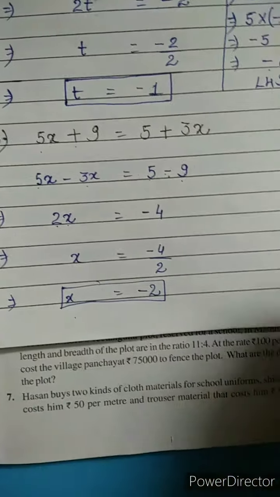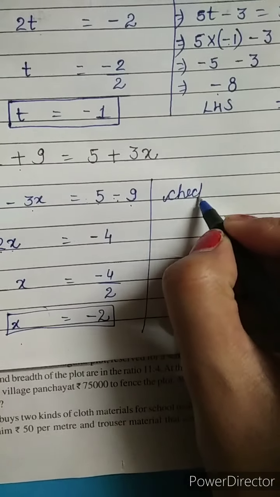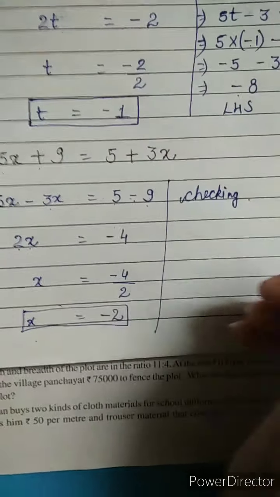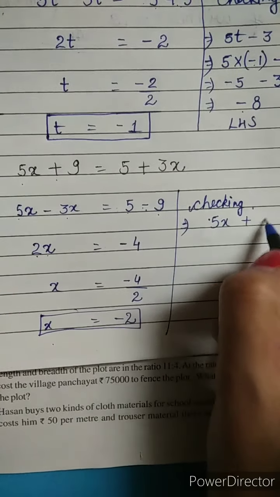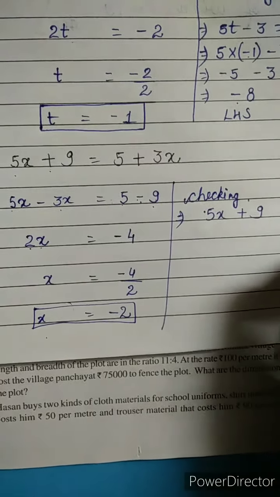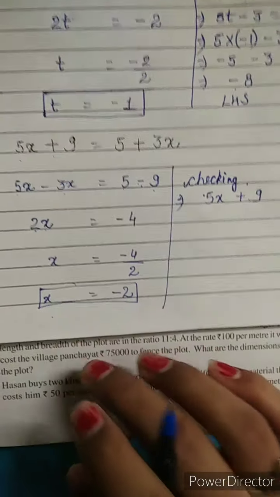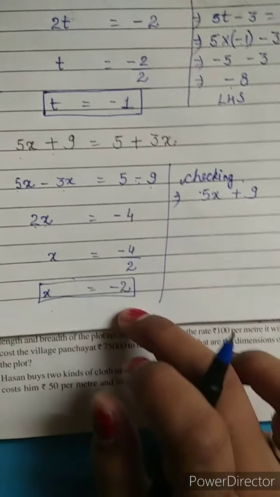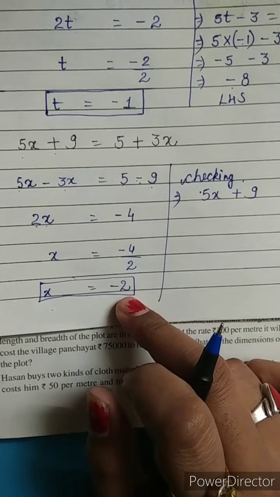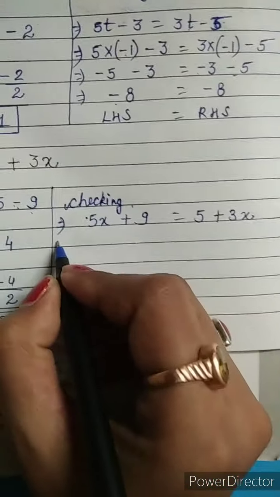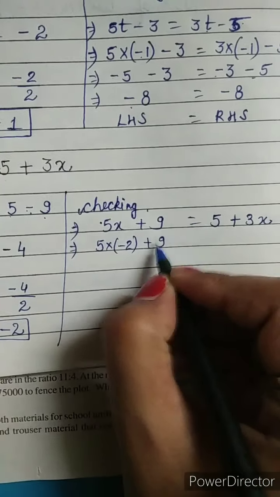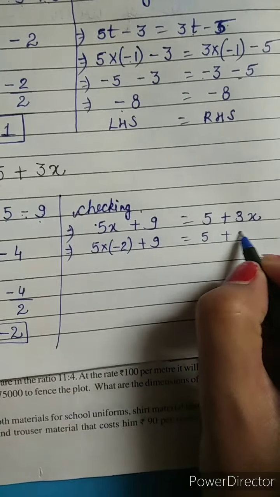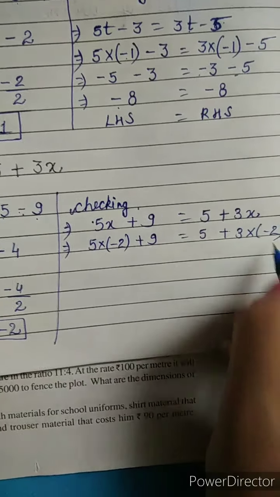Now we have to check the answer. So for checking, firstly we have to write the question properly, that is given 5x plus 9 is equal to 5 plus 3x. In the place of x we will put the value, it's minus 2. Okay, so 5 into minus 2 plus 9 as it is, 5 plus 3 into minus 2.